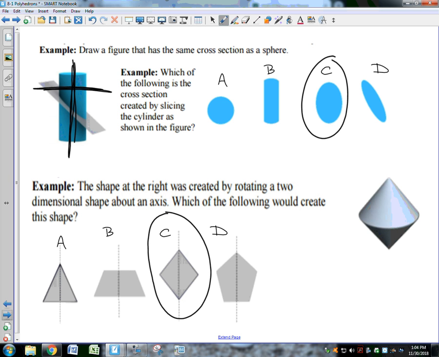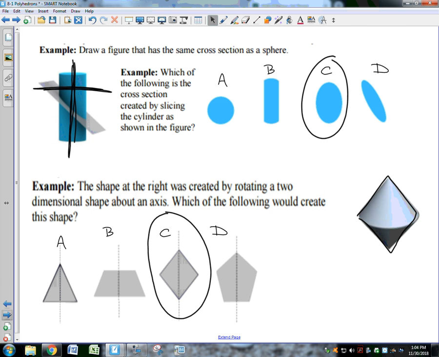C is correct. A would only make the top part of it, so if you need that bottom part too, you need both. B, that trapezoid shape wouldn't make a cone shape like that where it meets at a point, and this would make that point at the bottom. So we gotta have a point at the bottom and at the top. Does that make sense? Okay.